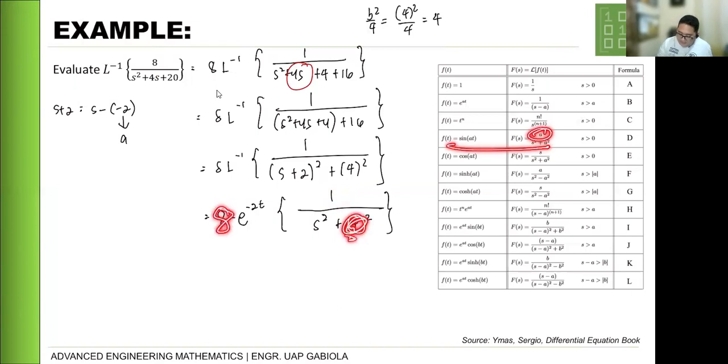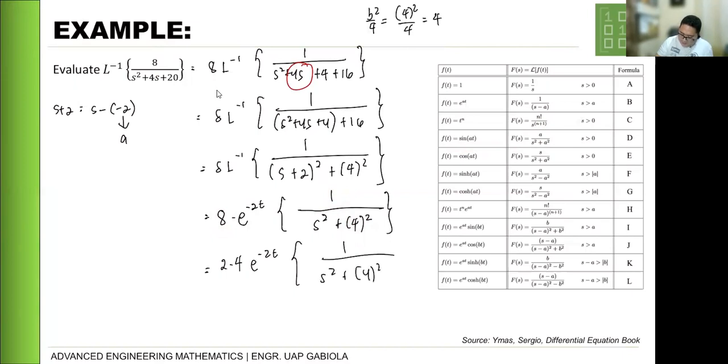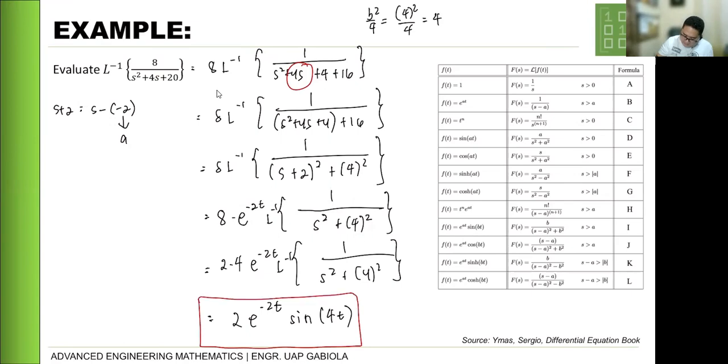Pero meron tayong 8. Si 8 can be broken down into 2 times 4, so 2e^(-2t) times 4 over s squared plus 4 squared. Okay? So ibig sabihin ito, pwede natin ipasok ulit doon. Okay? So this will be 2e^(-2t). And then yung magiging transformation natin, I forgot to rewrite na yung L negative 1, no? Will be equivalent to sine at natin, so sine 4t. Okay? So this will be our answer for this example.